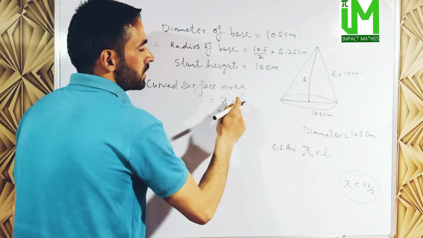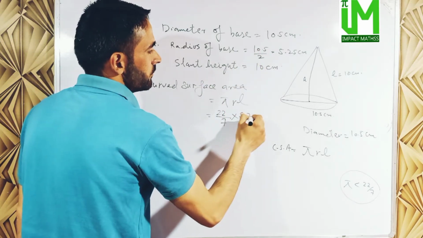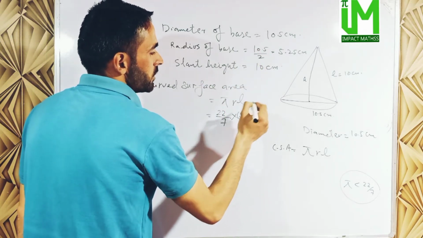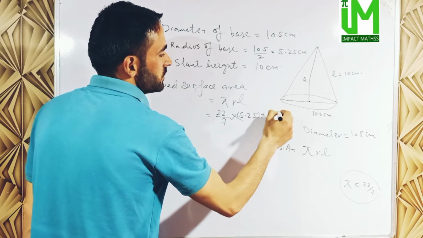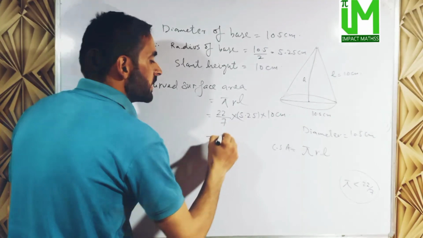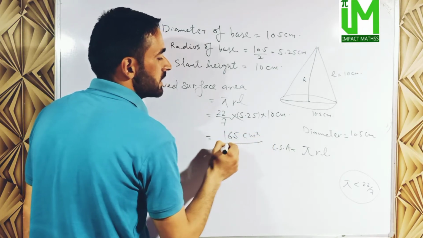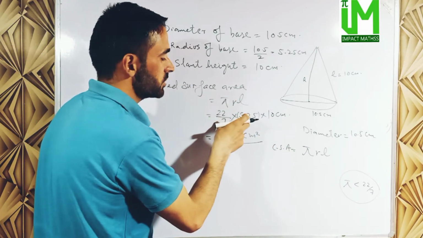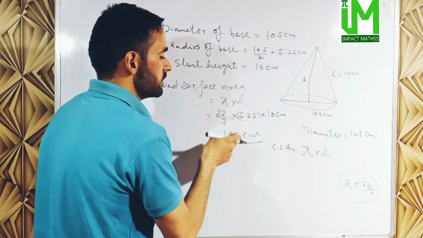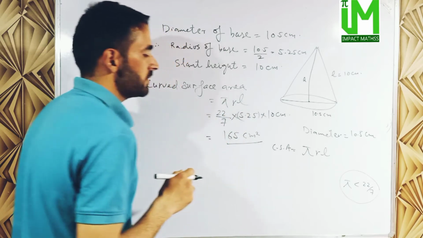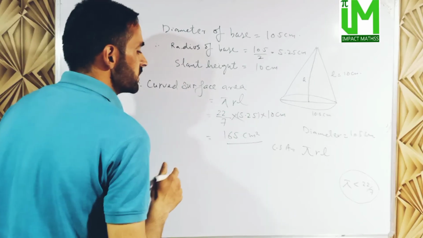So into r, that is 5.25, into 10 centimeter. When we simplify, the answer will be 165 centimeter square. I guess you can carry out this calculation. When you multiply, you'll end up with 165 centimeter square. So this will be the curved surface area.